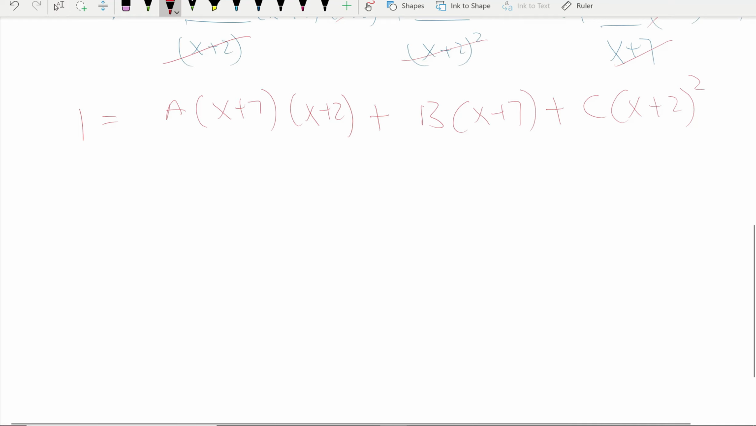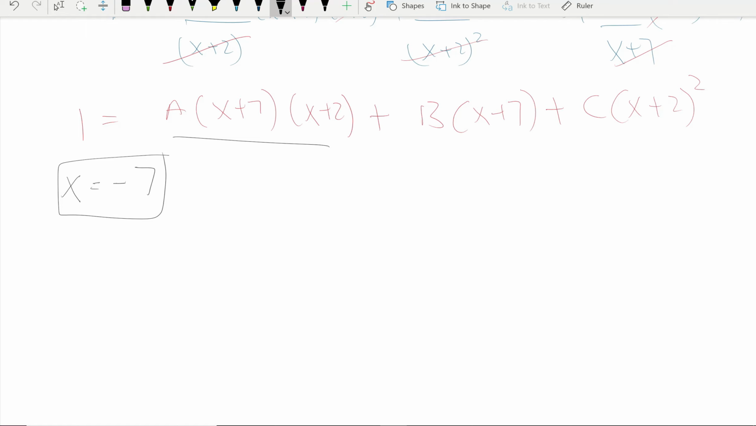All right, now the magic numbers. Here's where it gets tricky. Okay, let's use black color. Now let's say you want to find c. What magic number can you use? If we choose x to be negative 7, think about this. If x is negative 7, this term will cancel out because negative 7 plus 7 is 0. This term will cancel out and we will remain with term c and we can find c. So left hand side it's just 1, right? There's no x. And c times negative 7 plus 2 is what? Negative 5. Negative 5 square is 25. So c is 1 over 25. Okay, so we found c.